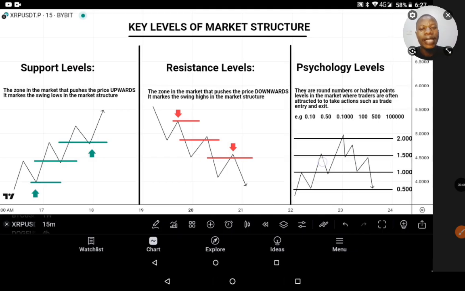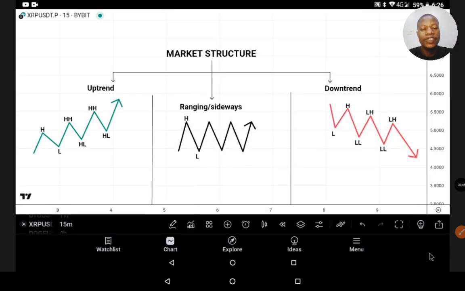So yeah, in the last video we talked about market structure, which simply means the direction of the price in the market, the price movement, direction of price movement. That's all. So we have three directions. We have the uptrend, we have the downtrend, and we have the ranging market.